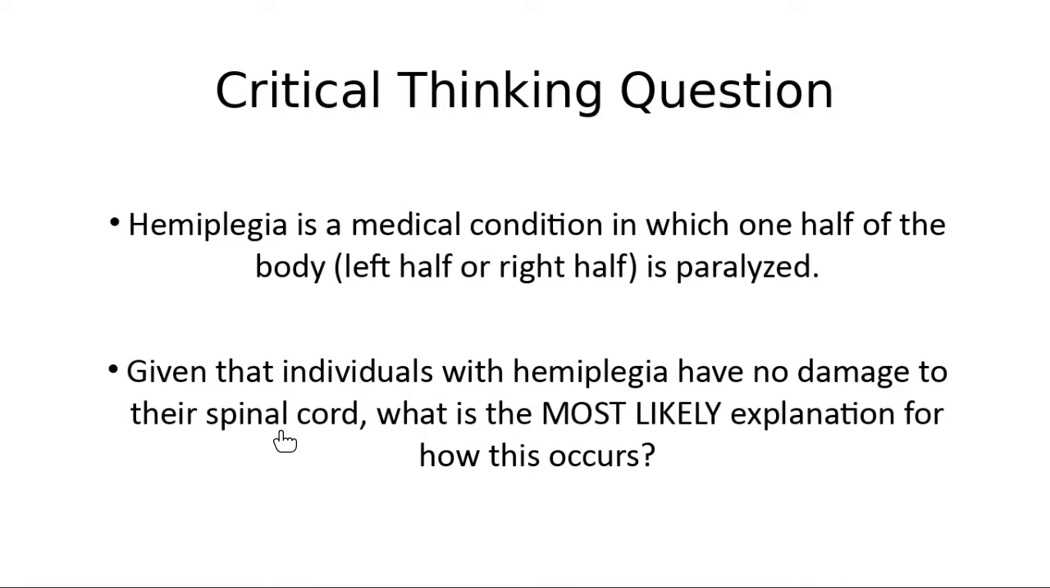Or if I lose the ability to use any of my limbs, all four of my limbs, that's an issue with the spinal cord. If I lose the ability to move half of my body, that's probably an issue with the brain, because each half of the brain controls each half of the body.